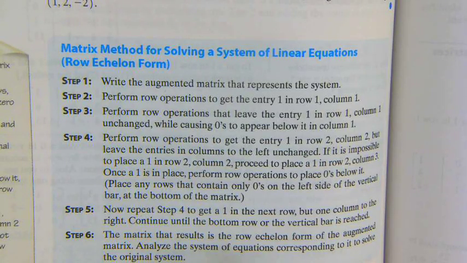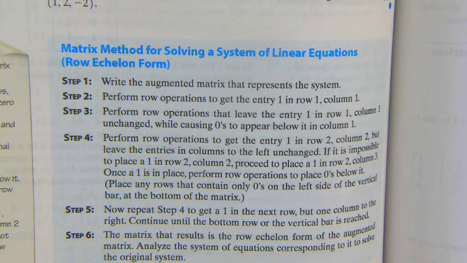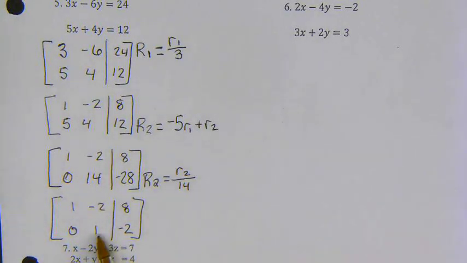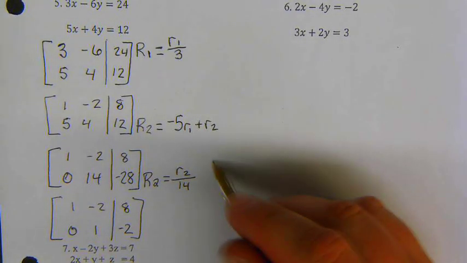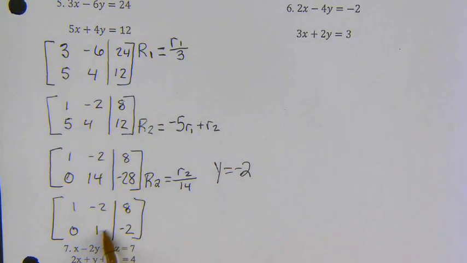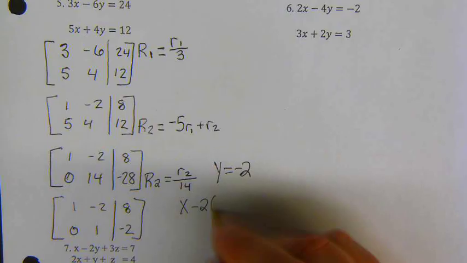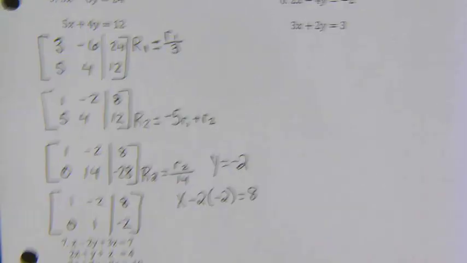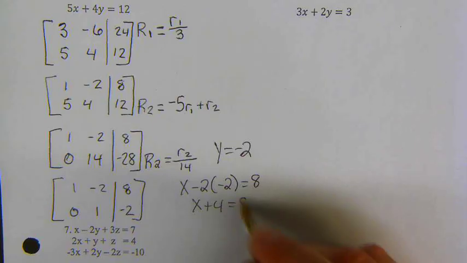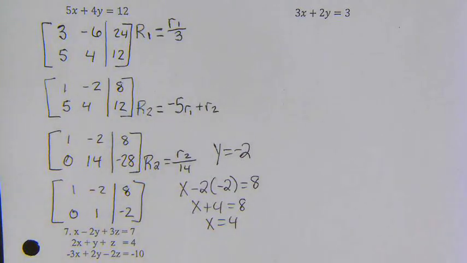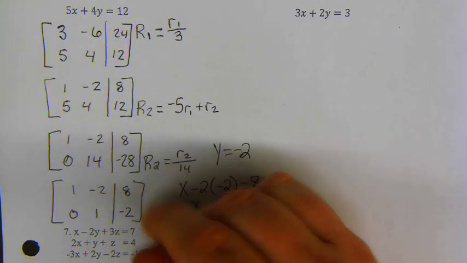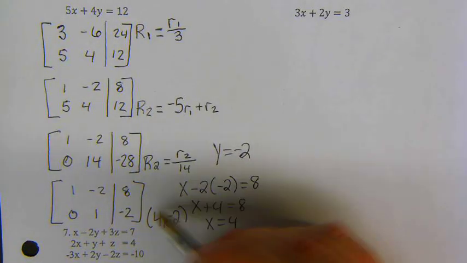Analyze the system of equations corresponding to it to solve the original system. That means, well, this is y, so we already know y. We could say y equals negative 2. And then we go above. This is x, y, and 8. So now we could plug in the negative 2 and say x minus 2 times negative 2 equals 8, and solve for x. x plus 4 equals 8. x equals 4. So we have solved the system.